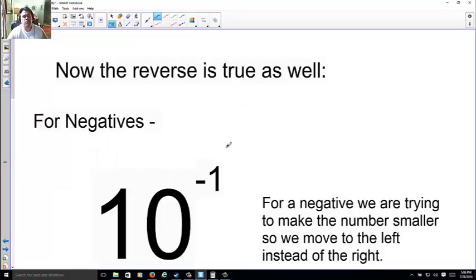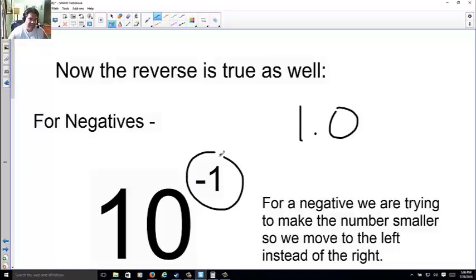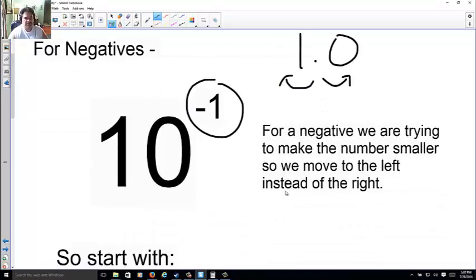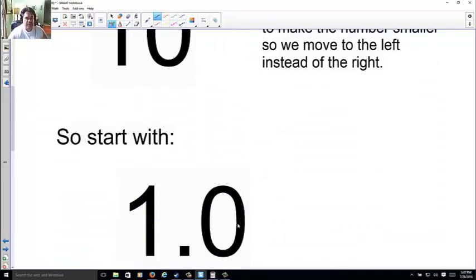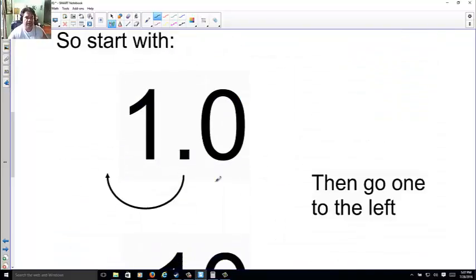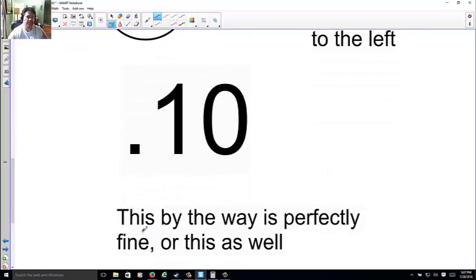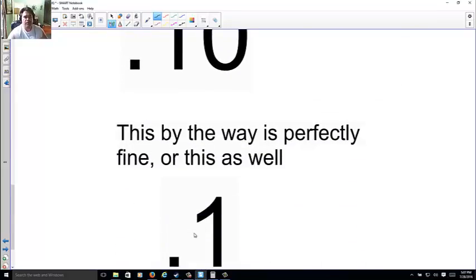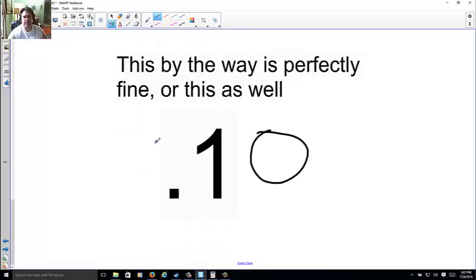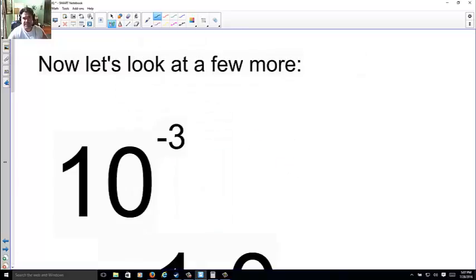Now the reverse is true as well for negatives. So if I have 1.0, when I have a negative, instead of going to the right, I'm simply going to the left. That's all. So you take 1.0, and if I have negative 1, go 1 to the left. So it's 0.1. By the way, 0.1 is fine, or 0.10 is perfectly fine. Either one I'm happy to accept.